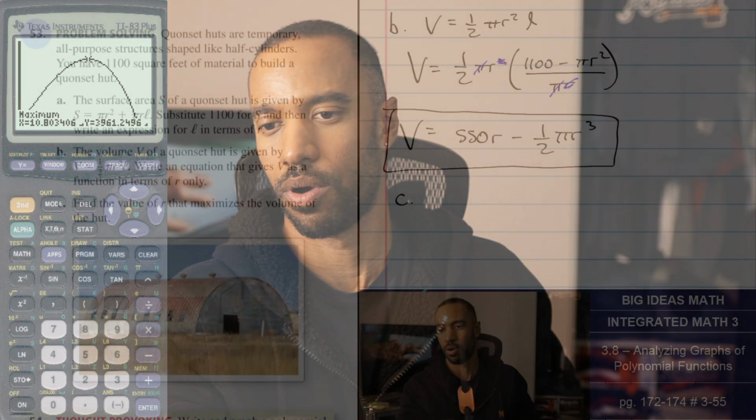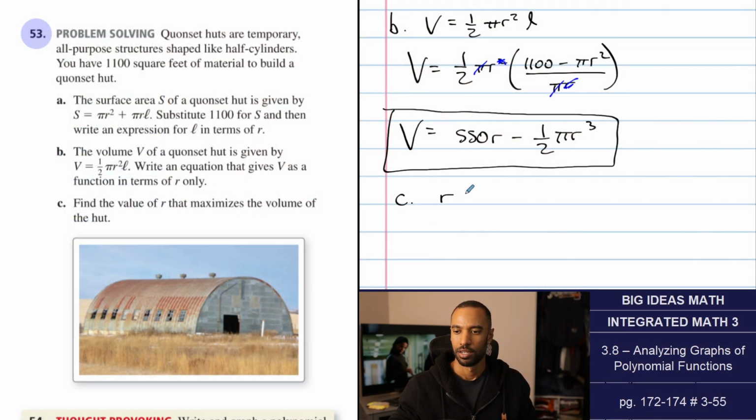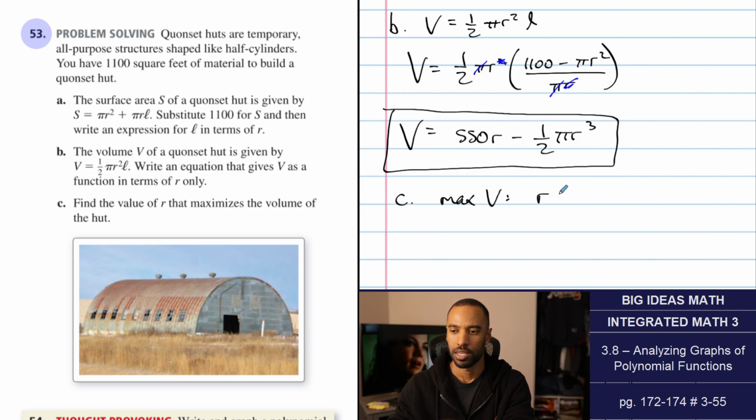And we can definitely go lower. Let's go about 5,000. Hey, not bad. Hey, pretty good there. All right. I assume this is the part that maximizes volume there. Let's go to the maximum. From there to there, somewhere in between those. Find the value of r that maximizes the volume of the hut. The value of r is 10.8. So max volume, r equals 10.8 feet.